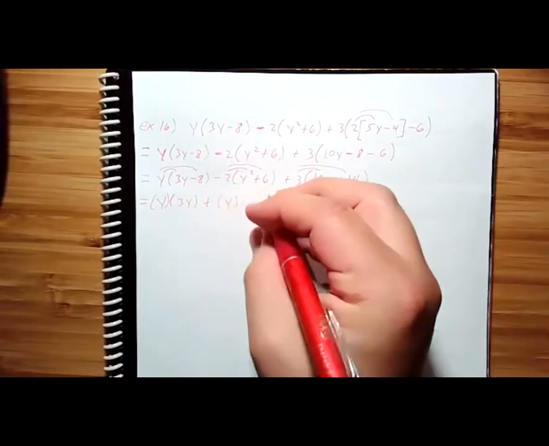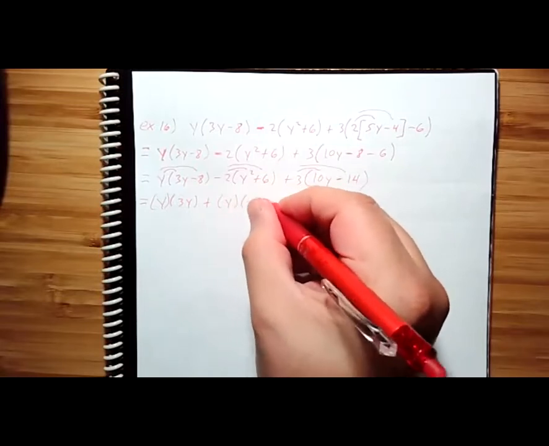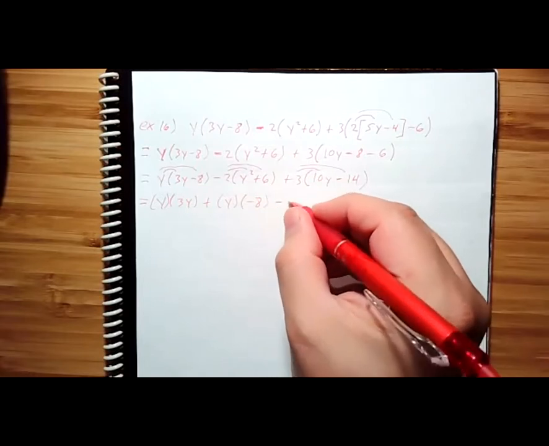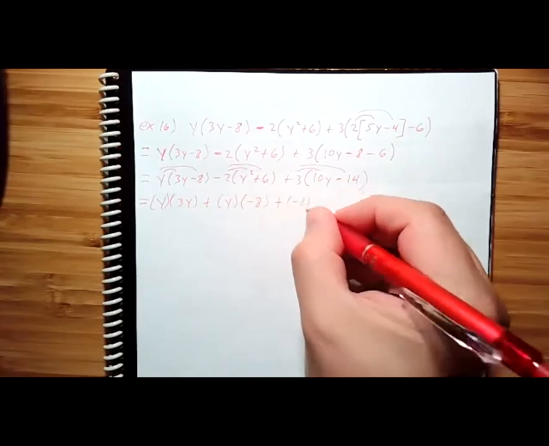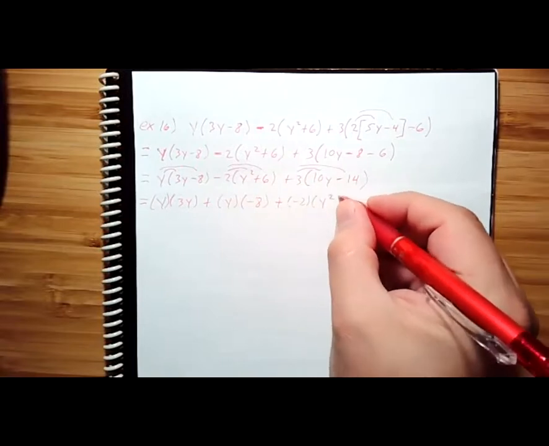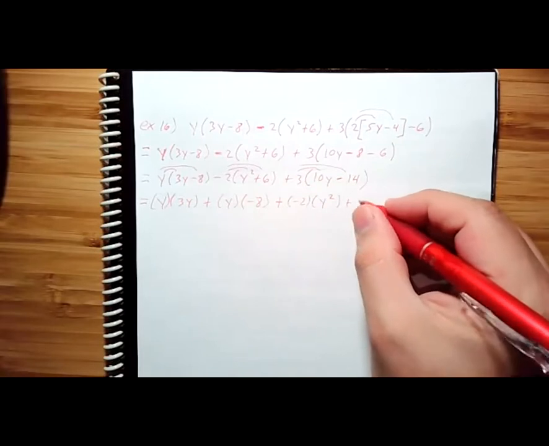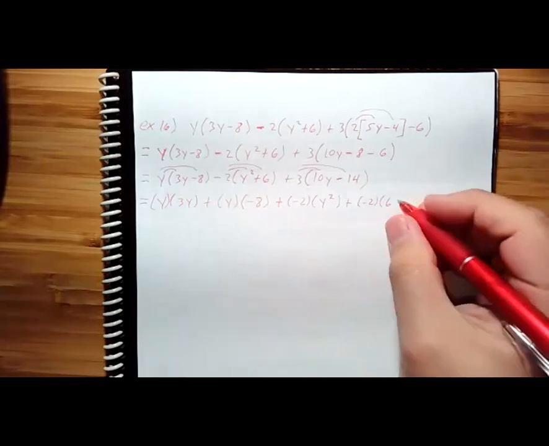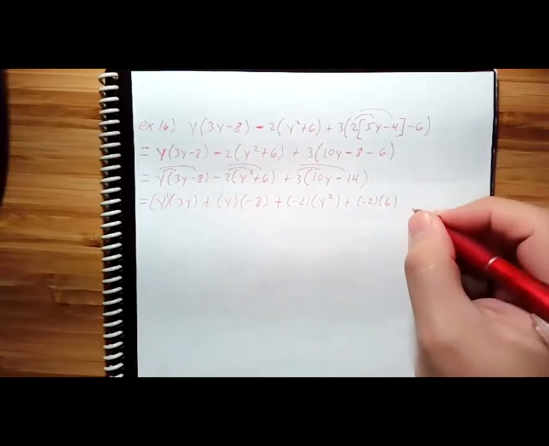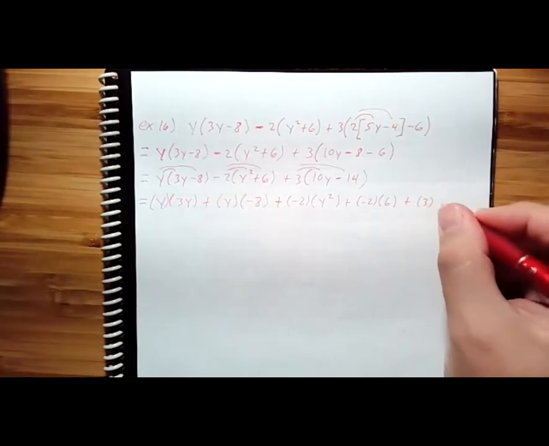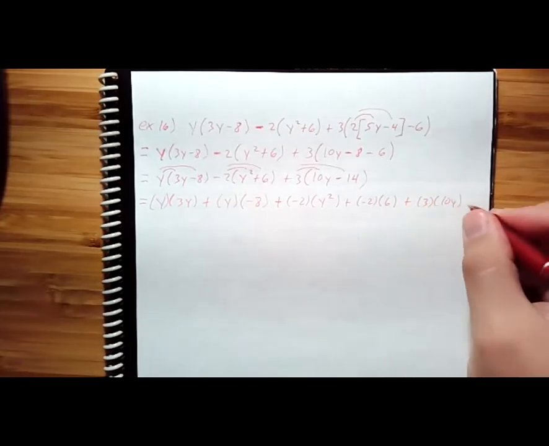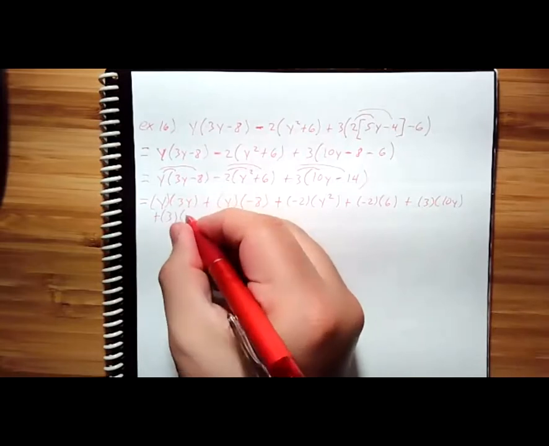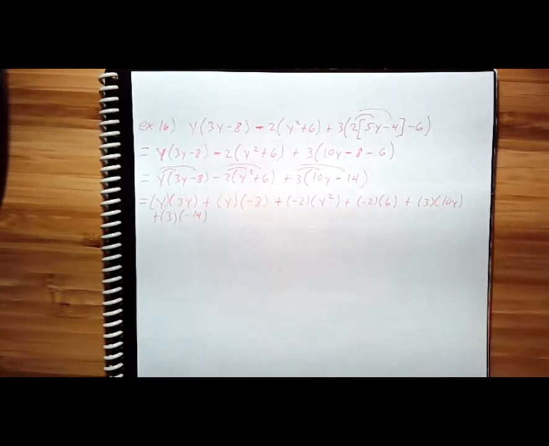y times -8 minus 2. So this will be plus -2 times y squared, plus -2 times 6, plus 3 times 10y, plus 3 times -14. Ran out of space. I'm sorry about that.